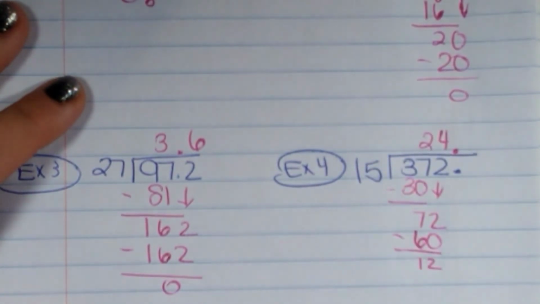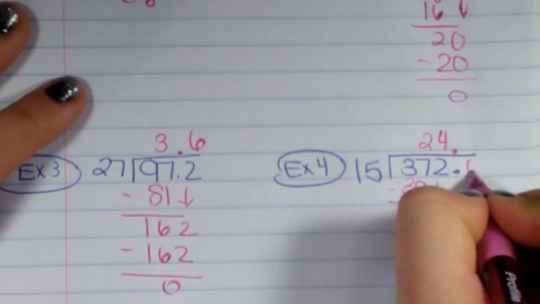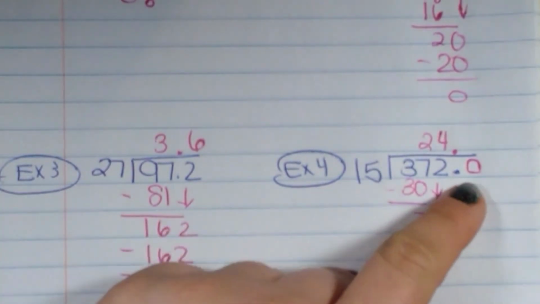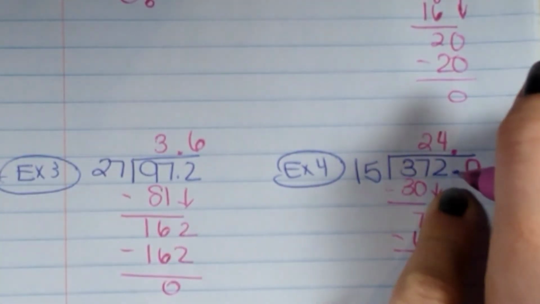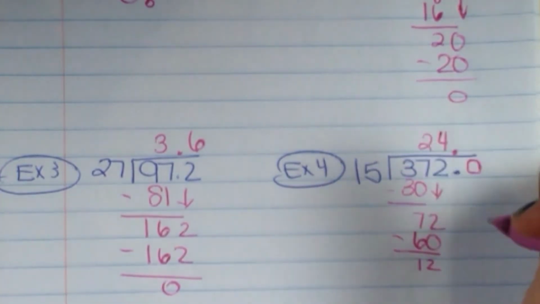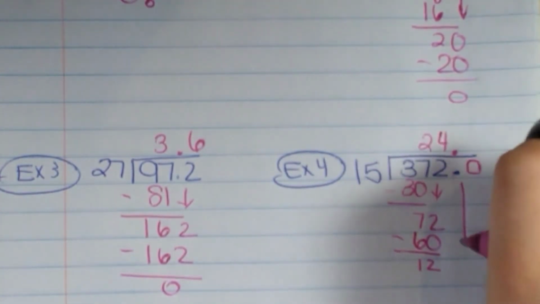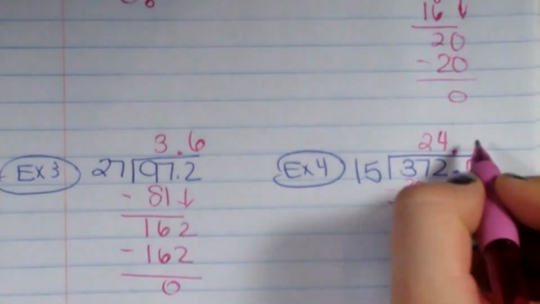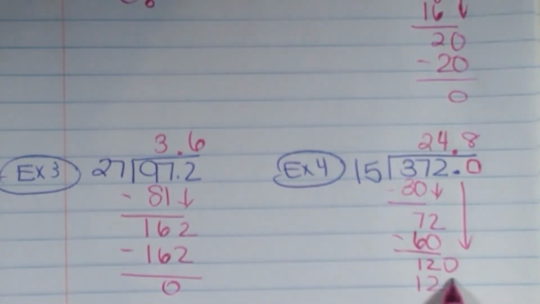And then I have 12 left over, but I don't have anything else to pull down. So I'm going to add the 0 on the end after the decimal point. Now I make sure to tell you about the decimal point, because if it does not have a decimal point, you need to add it. So now I'm going to bring down the 0. That's 8 times, and now that is 0 left.